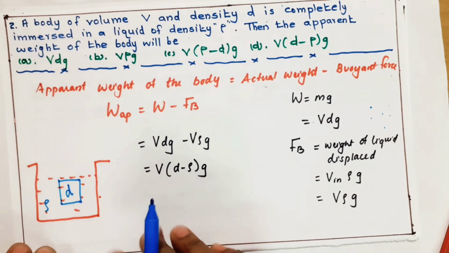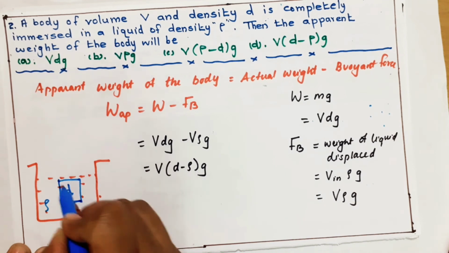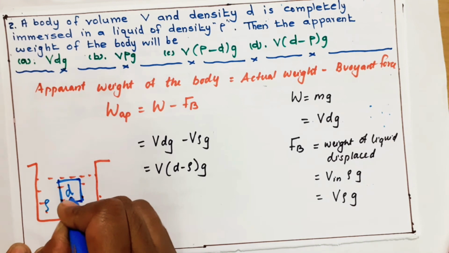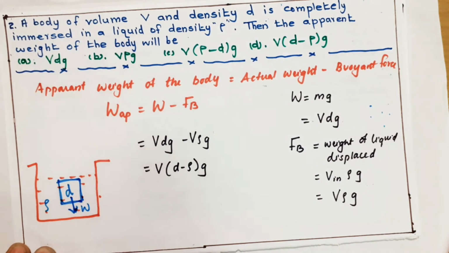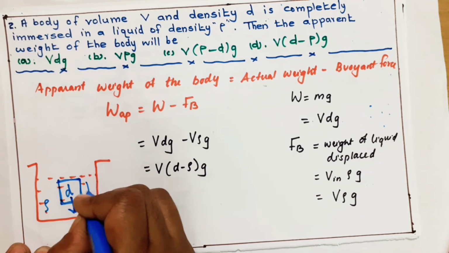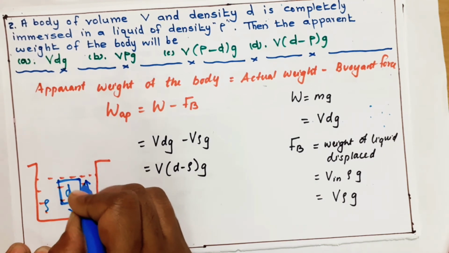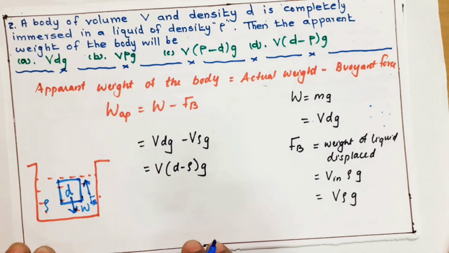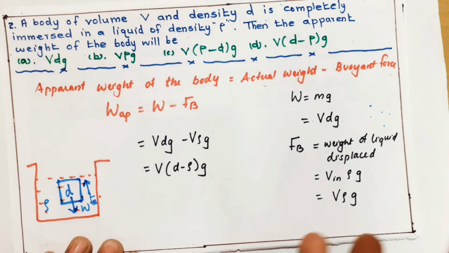So remember, when a body is inside the fluid, the body has two types of forces. One is down, that is nothing but the weight of the body, and the liquid exerts an upward force. The liquid will give an upward force that is called buoyant force. If you take something inside the water, there will be an upthrust. If you want to immerse a body inside, the liquid will exert an upward force. That upward force is called buoyant force.